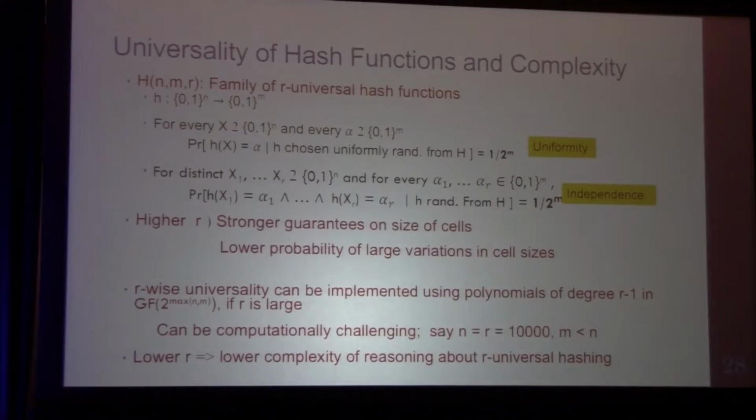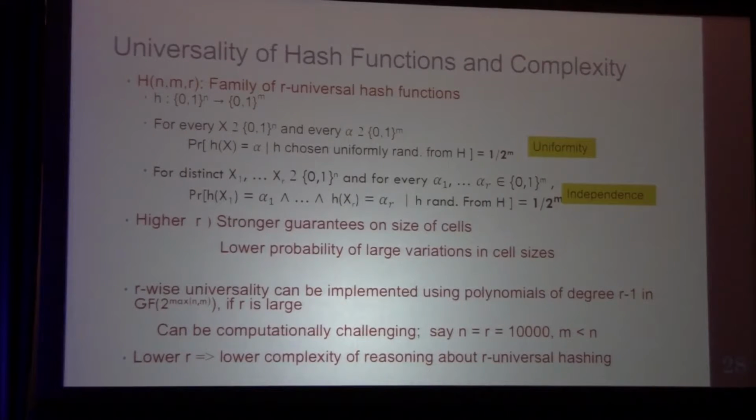So this should have been for all x in {0,1}^n, and alpha in {0,1}^m. This is just saying that you take any assignment in your domain and you take any cell in the range, and the probability that your randomly chosen hash function maps that assignment to that cell is the same. It's 1 over 2 raised to m. So this is uniformity. 2 raised to m is the total number of cells in the range. So any assignment gets mapped to any cell equally probably.